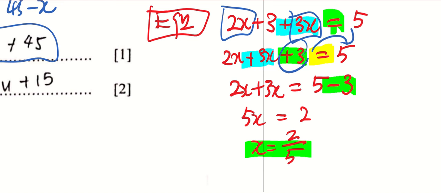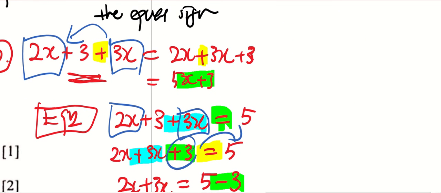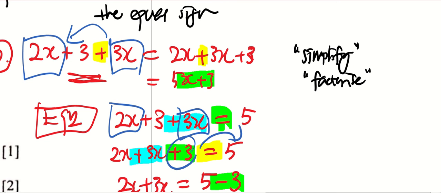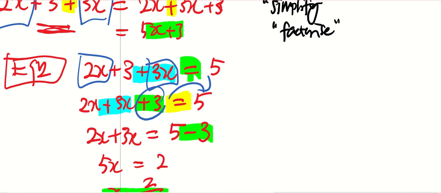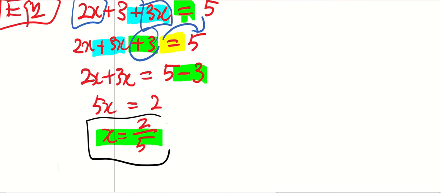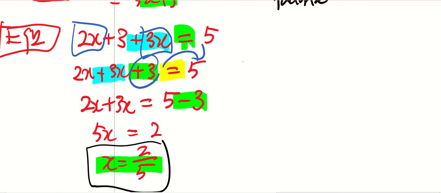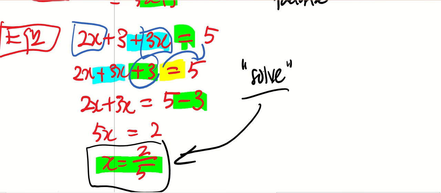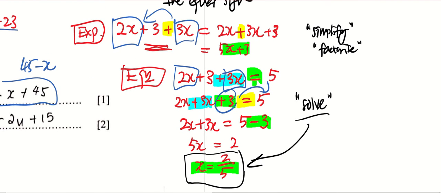Therefore, in the type of question that you see for expressions, usually we see the word simplify, or factorize. For equations, because our aim is to get a value of x at the end of the day, the word that you see is solve. Solve the following equation. When we say solve, it means we want to get a value of x at the end of the day. I hope this is clear enough for you. If not, please revise your work.